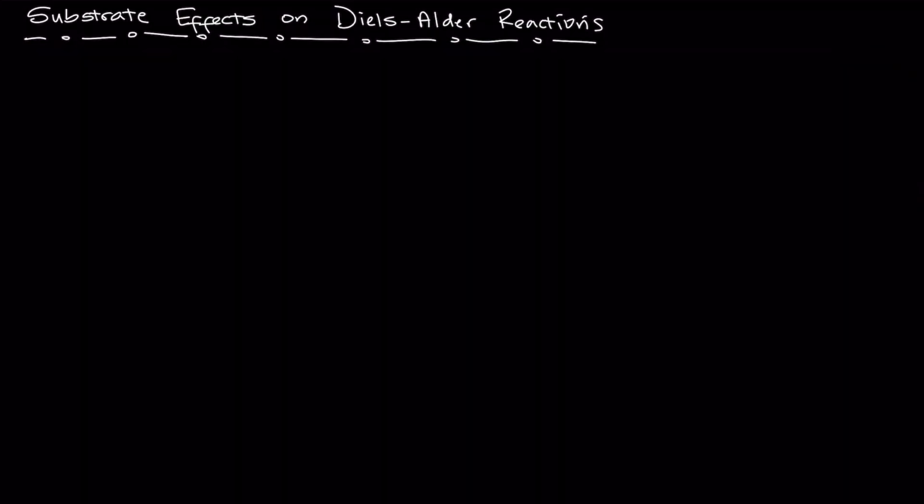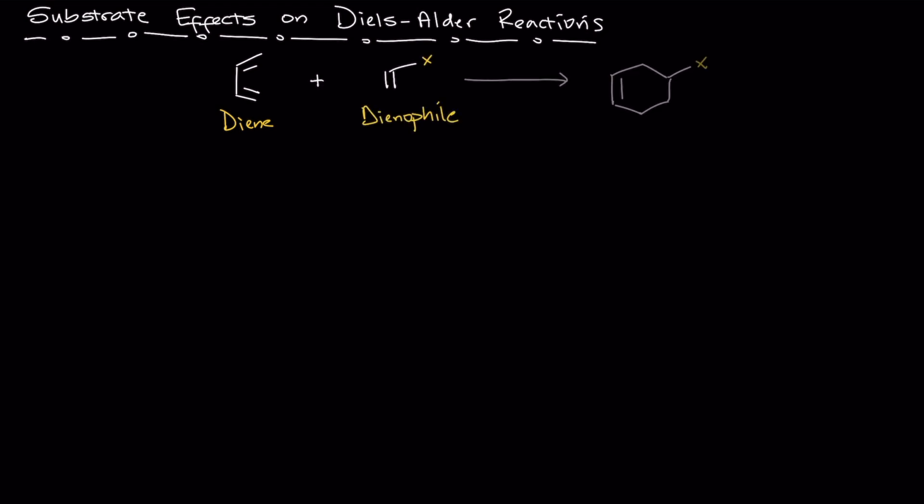Okay, so now that we've established the overall mechanism and the overall energetics of our Diels-Alder reaction, we're going to now go into a little bit more detail on how our substrates affect the reaction itself. And we will once again use our example, the Diels-Alder reaction, as a guide to help us understand substrate effects. So recall that ultimately we need a diene and a dienophile to form the Diels-Alder product. Okay, and so now we're going to focus our efforts on the dienophile.